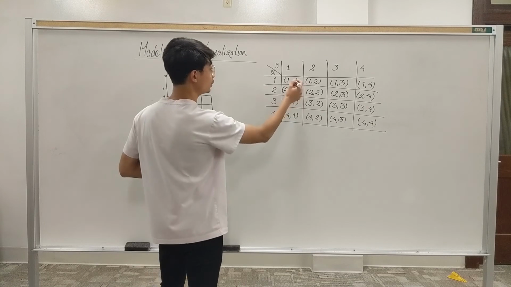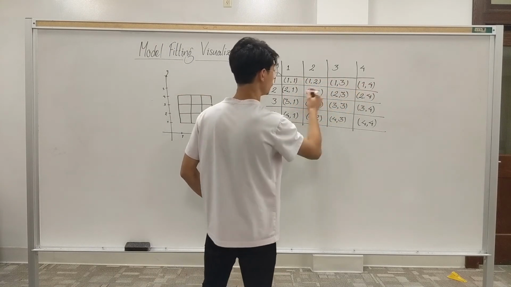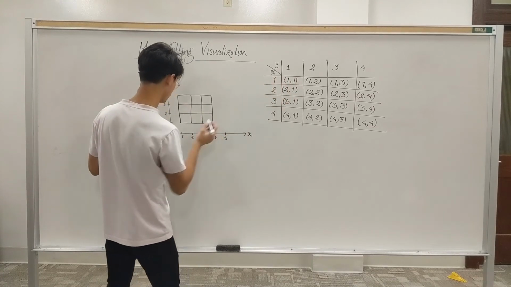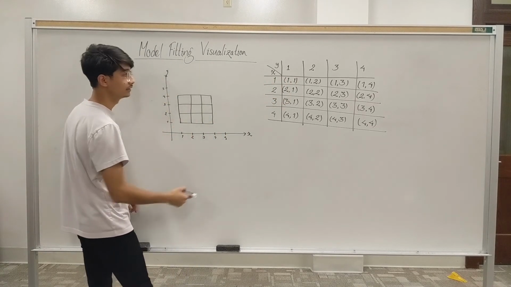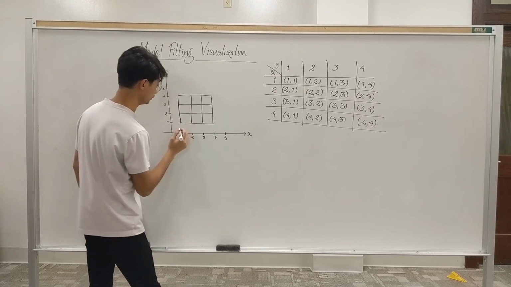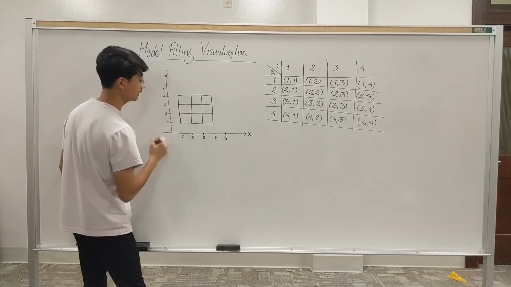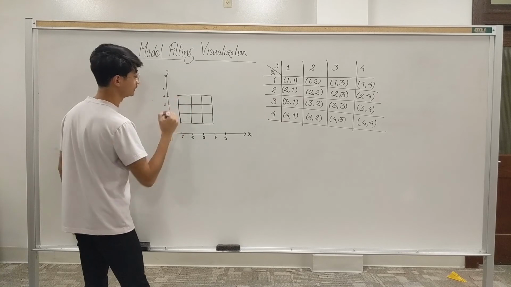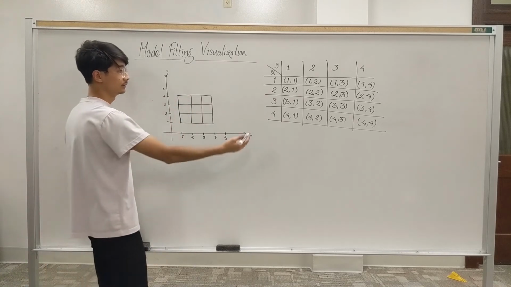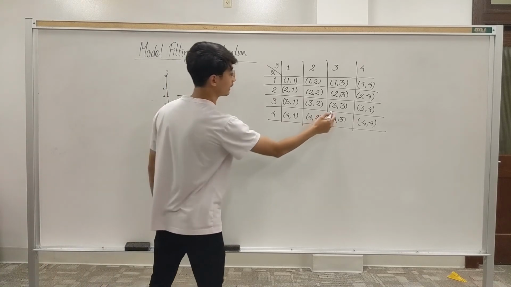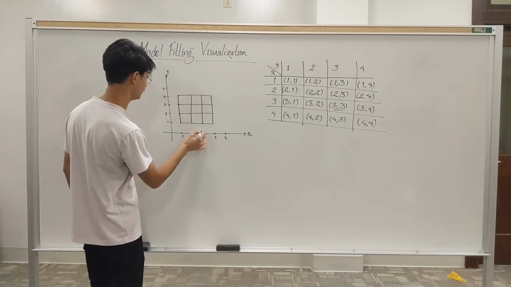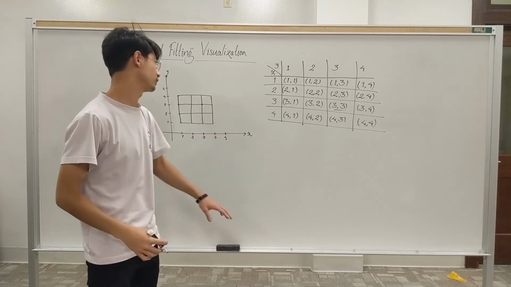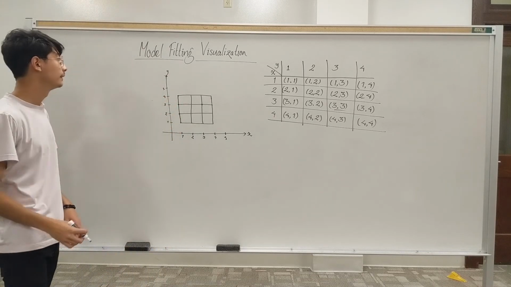So if we were to plot each and every one of these coordinates, we'd pretty much get this grid. So let's take a look. We have 1 comma 1, which is right here. And then we have 1 comma 2, that's right there. 1 comma 3 is right there, and 1 comma 4 is right there. Similarly, let's take any one point, like 3 comma 3. Our 3 comma 3 is right here. So basically, using all of these coordinates, we can draw out a grid.